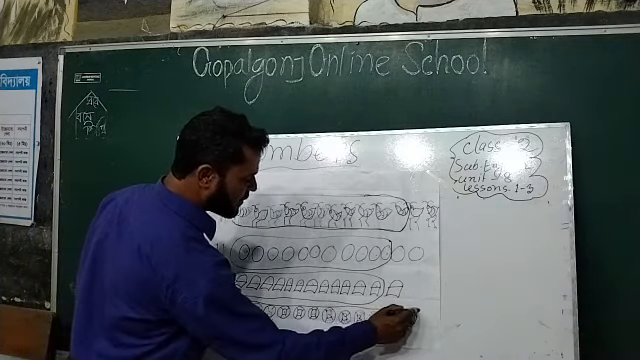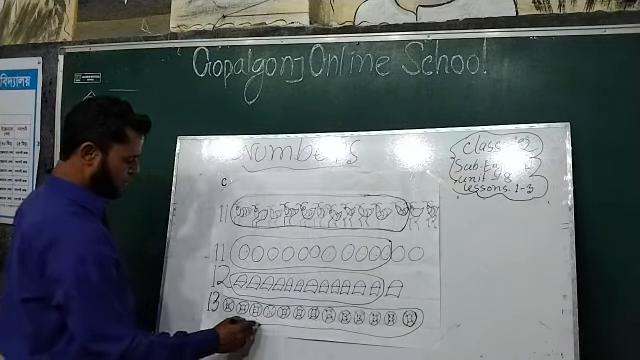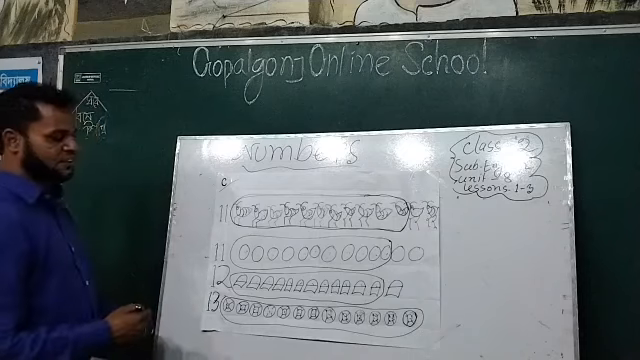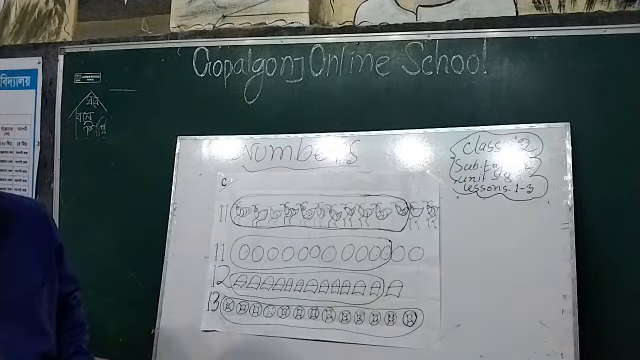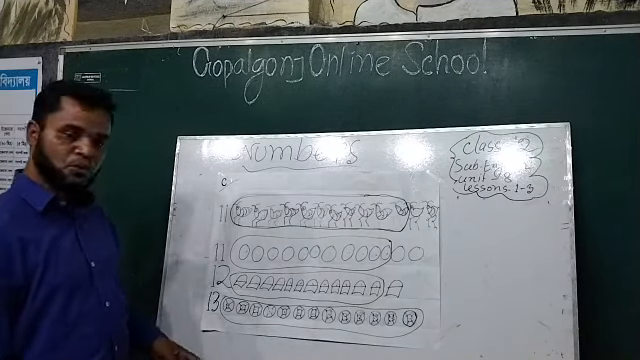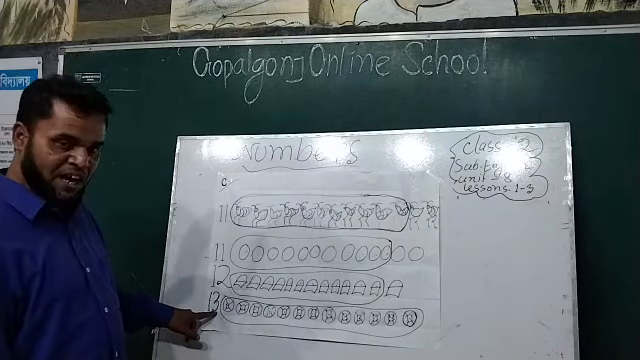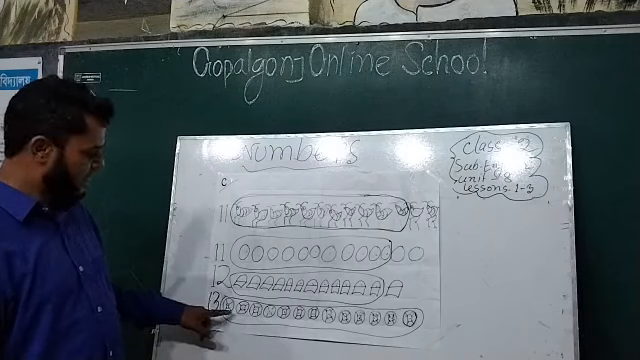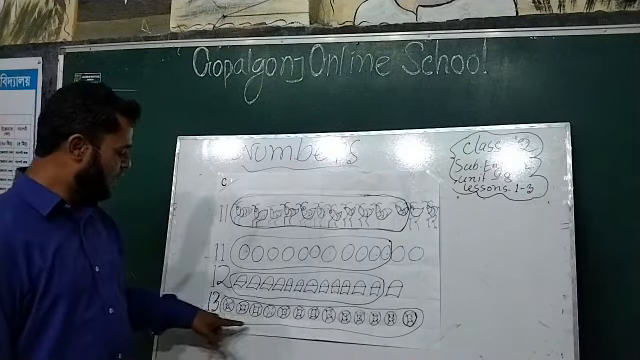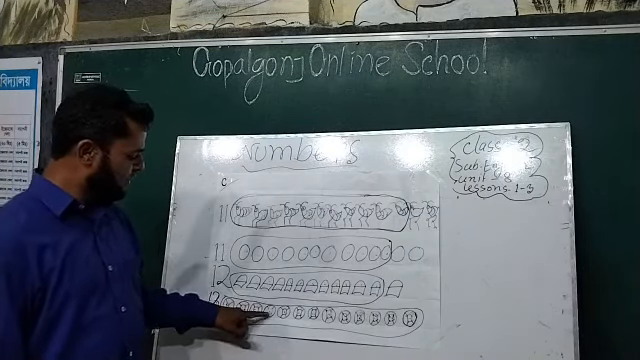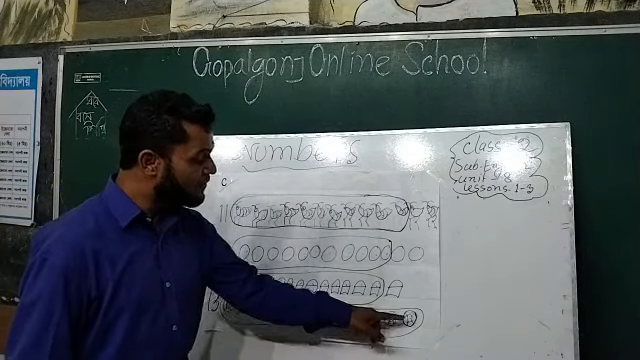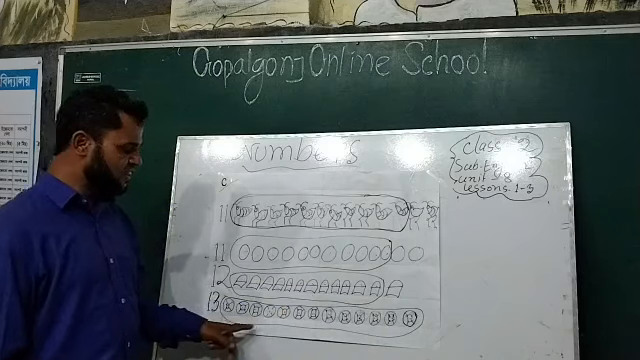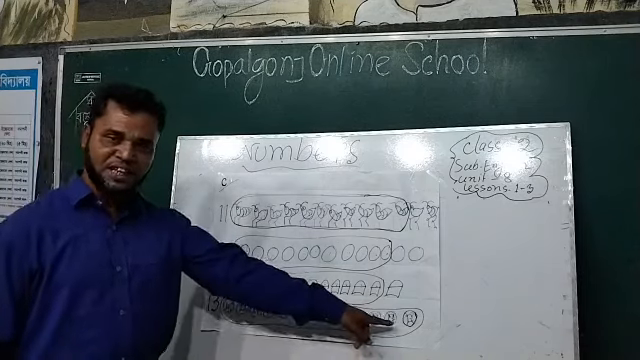Let's make a circle with the balls. That's your activity C. So, dear students of class 2, 13. Let's count 13 balls from here. 1, 2, 3, 4, 5, 6, 7, 8, 9, 10, 11, 12, 13. Last one is 13. There are 13 balls here.